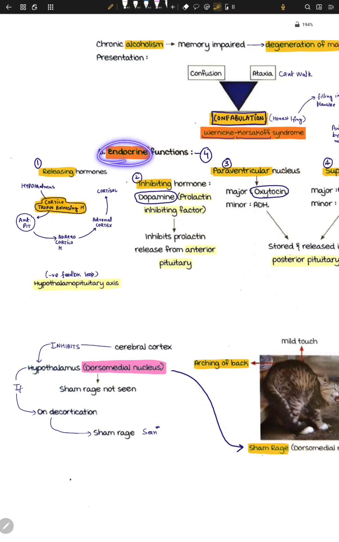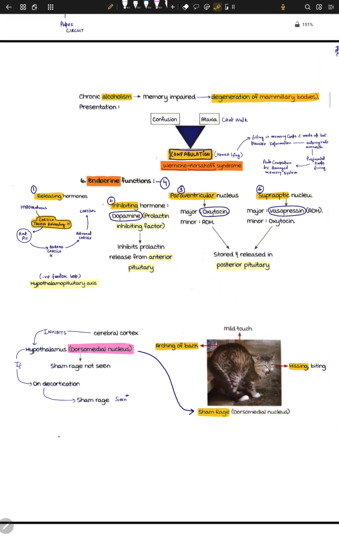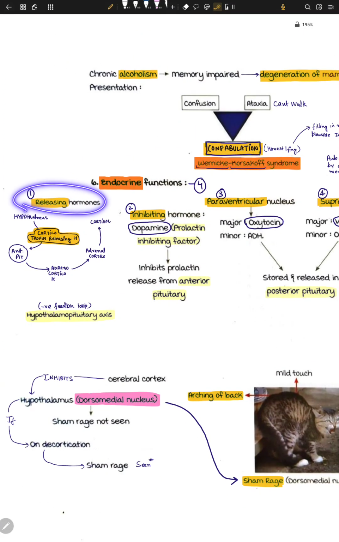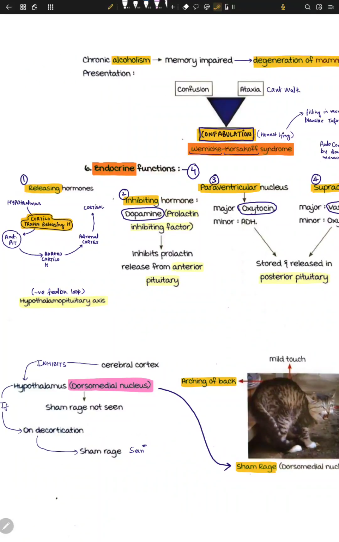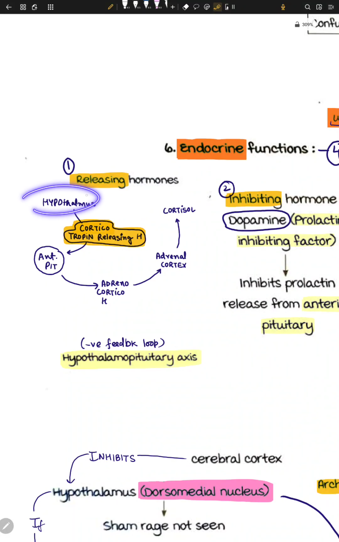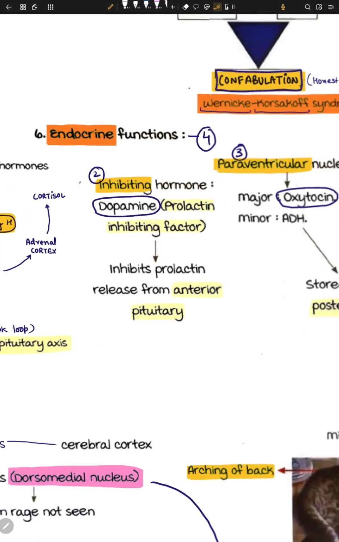The other part is endocrine function. The endocrine function has 4 parts in it. First is releasing hormone, inhibiting hormone, paraventricular nucleus, supraoptic nucleus. Releasing hormone: usually the hypothalamus releases something called corticotropin releasing hormone. After that, it leads to the anterior pituitary, and then the anterior pituitary leads to the adrenal cortex, which eventually releases cortisol, which is a stress hormone.